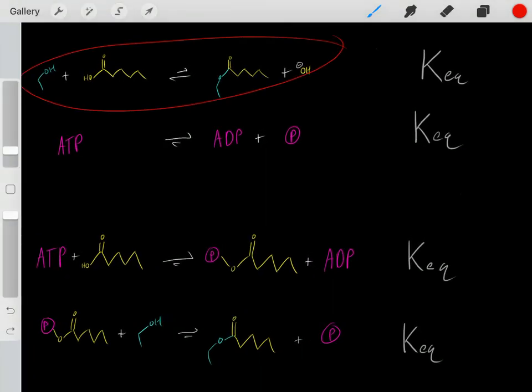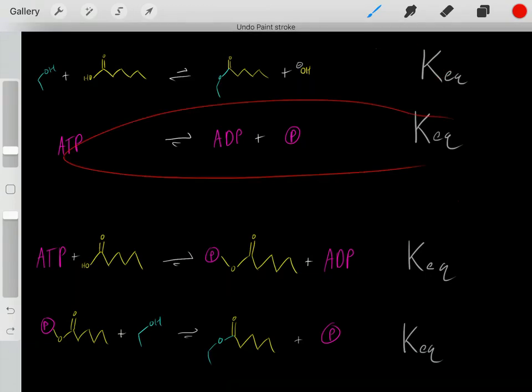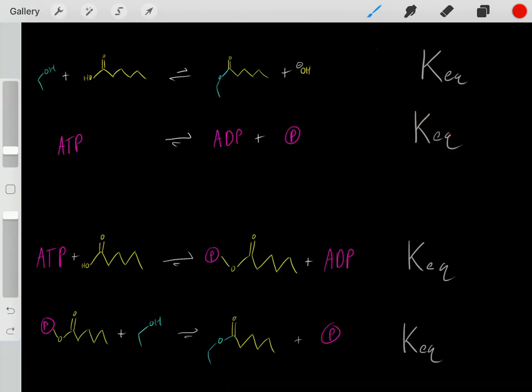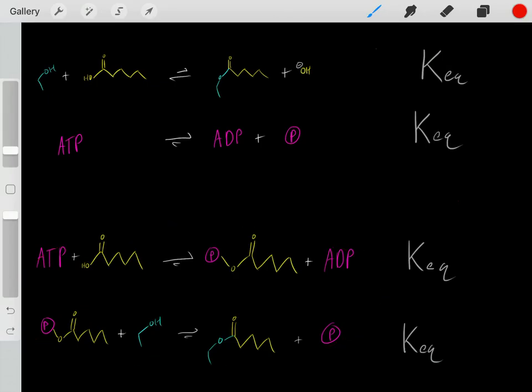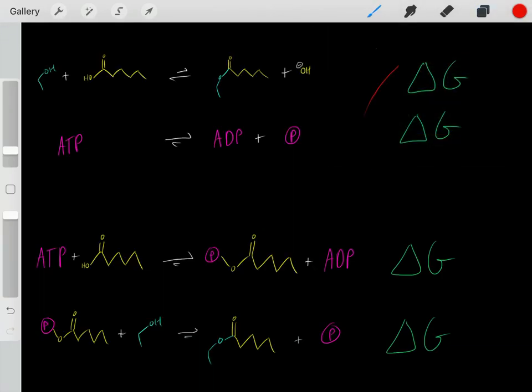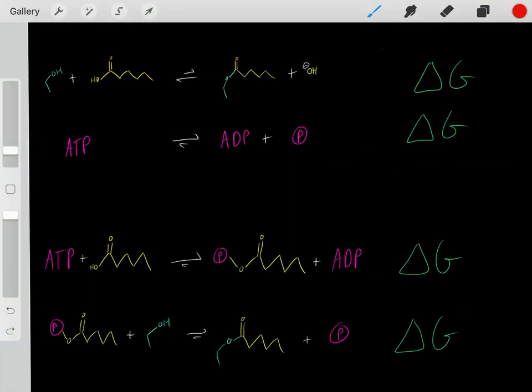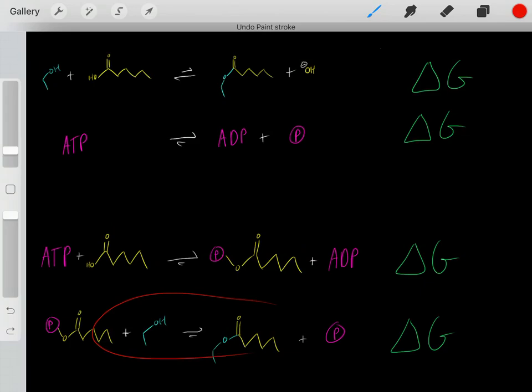So again, originally this reaction had its own equilibrium constant, but once we've added it with this reaction's equilibrium constant, we've essentially created a new reaction with a new equilibrium constant. And again, you could also think about it in terms of delta G's, of exergonic thermodynamic favorability. So maybe this reaction wasn't very favorable, but this reaction was very favorable. So we can use the favorability in this reaction to push this unfavorable reaction forward.